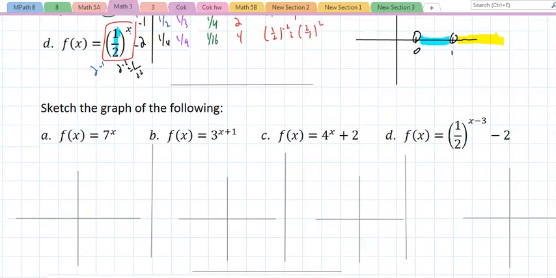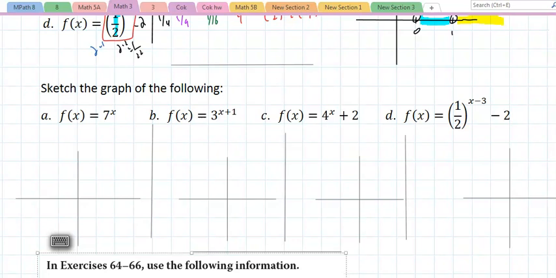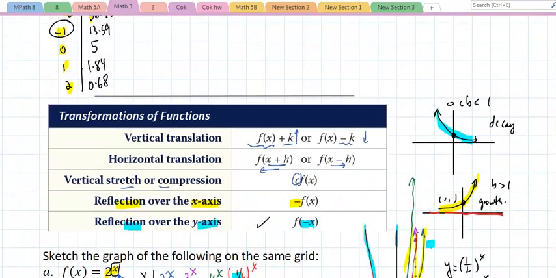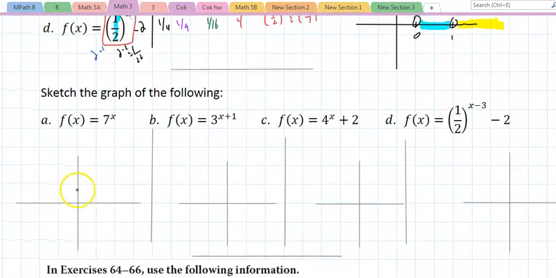Now sketch the graph of the following, and two ways I'm going to show you how to graph those. One, if the base is bigger than 1, we know it's exponential growth. Such a graph will be sufficient. You just label the point 0, 1, draw it growing, and make sure to label the asymptote y equals 0.